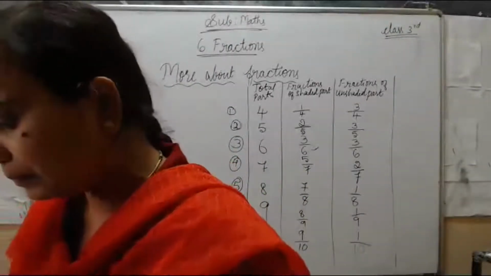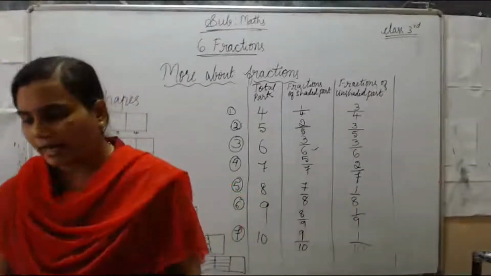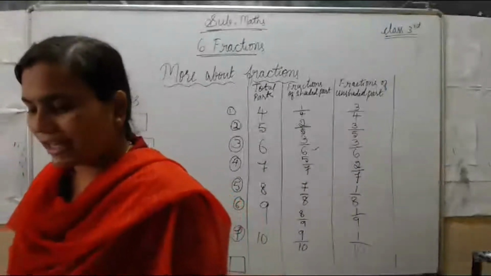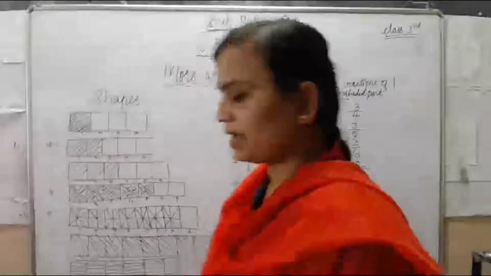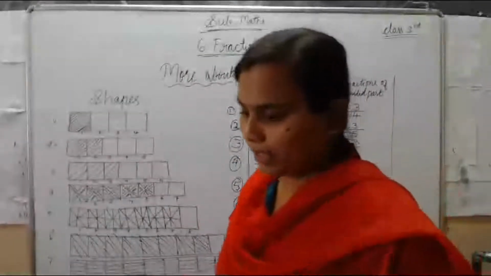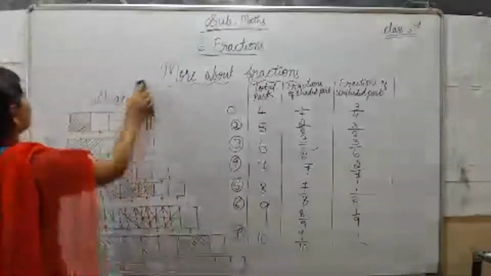Next, move to exercise 6C, and also equal parts in collection. Let me divide the mangoes in 4 equal parts. I will eat only 1 by 4. Can you write this one?